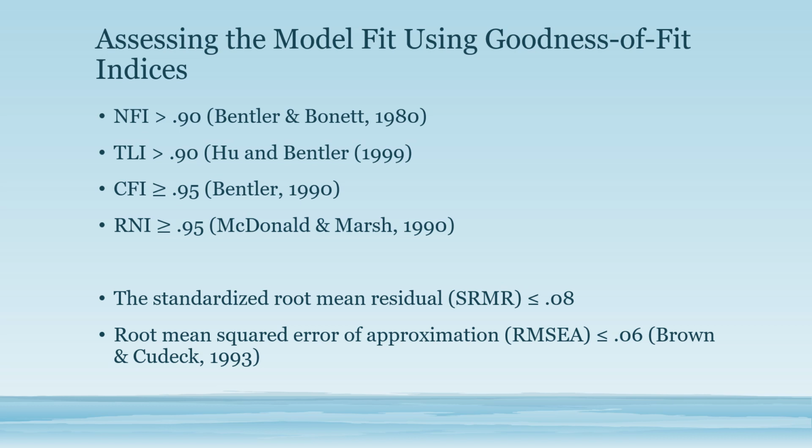There are 2 indicators telling us the amount of errors. The first one is the standardized root mean residual, SRMR. This should be at or less than 0.08. The second one is the root mean squared error of approximation, RMSEA. This should be equal to or less than 0.06.